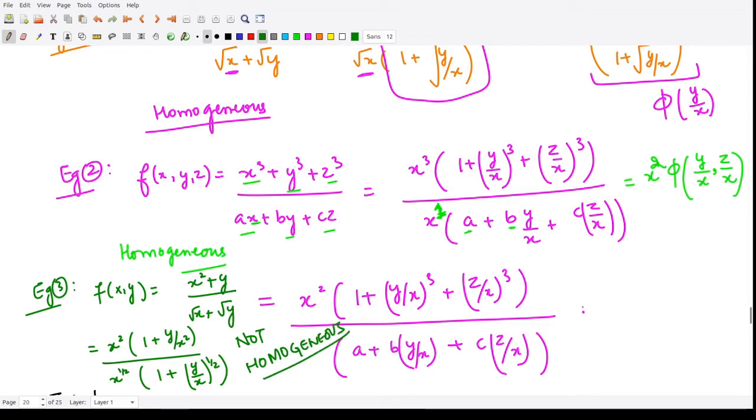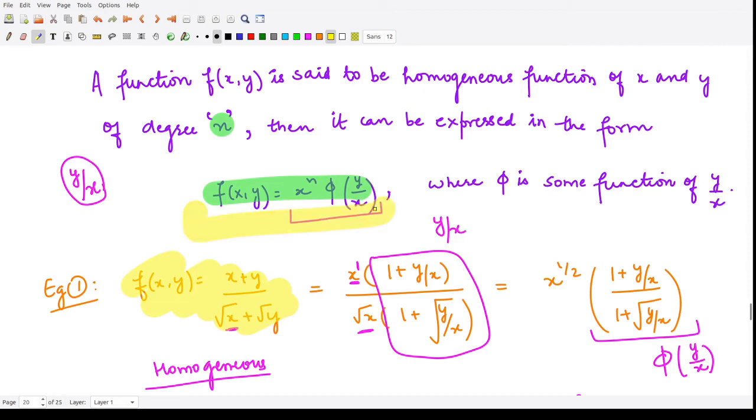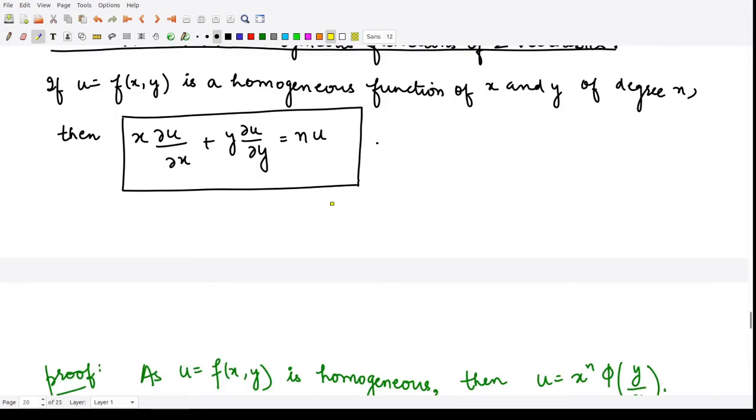Why? Because this cannot be written as x raised to power n times phi, a function of y upon x, because here you have the term y by x square and here you have y by x, so they are different. So this is not a homogeneous function. So that is the example of homogeneous function. So we only have the homogeneous function as this function or this function or any function which is represented in this particular form. So next we have Euler's theorem for homogeneous functions.